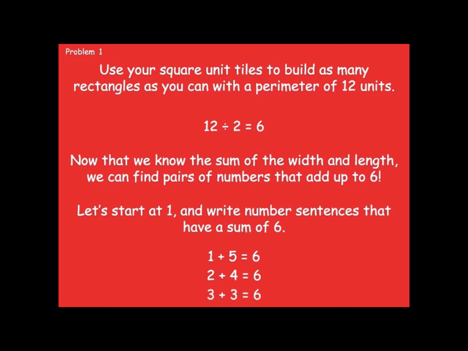3 plus 3 equals 6. Now, then I would go to 4, and then it would be 4 plus 2. But I don't have to write that because I already have 2 plus 4. And then I would go to 5, and 5 plus 1. I don't have to write that because we already have 1 plus 5. And we definitely wouldn't go to 6 because that would be 6 plus 0. And you can't have a side length of 0. That wouldn't give us a rectangle.